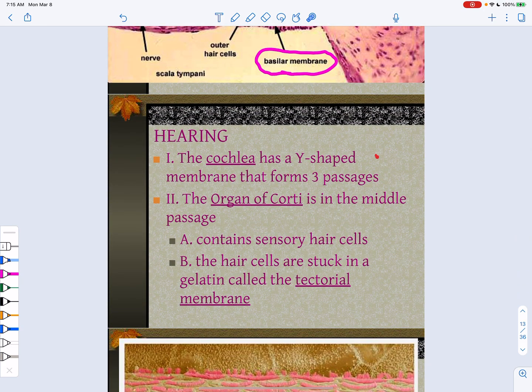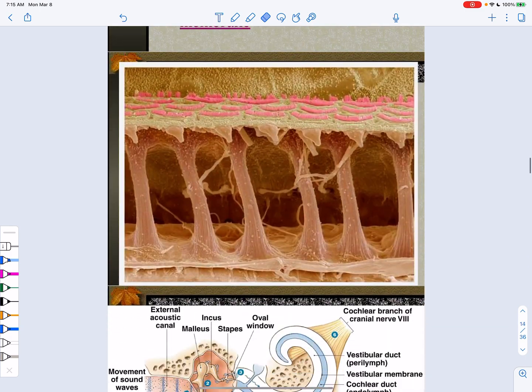So the cochlea has that Y-shaped passage. There are 3 passageways there. The middle one is called the organ of Corti. It has those sensory hair cells, and the hair cells are stuck in a little gelatinous membrane we call the tectorial membrane. And this is what the tectorial membrane looks like under an electron microscope.